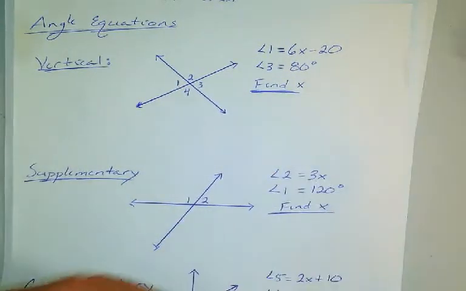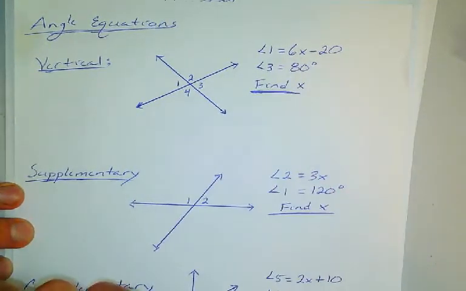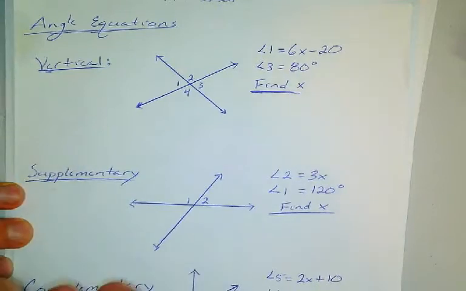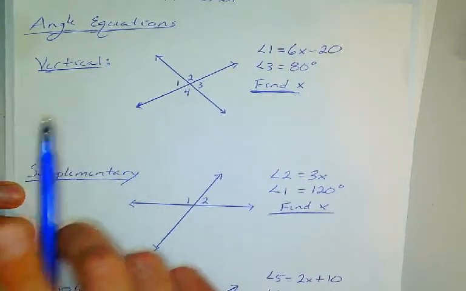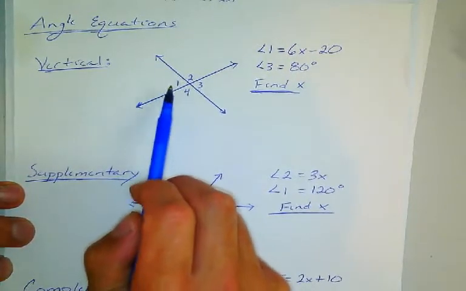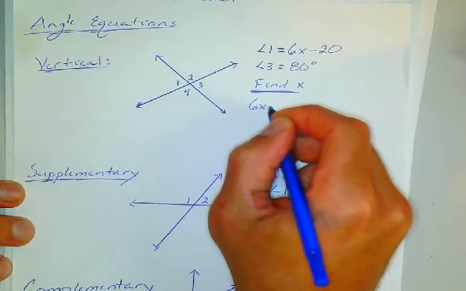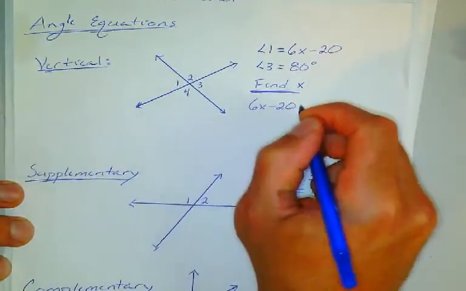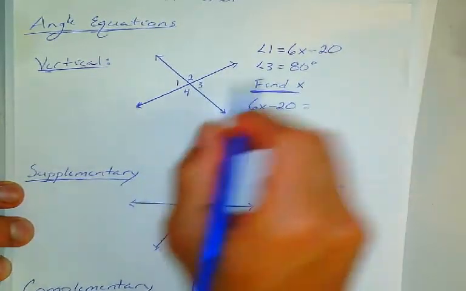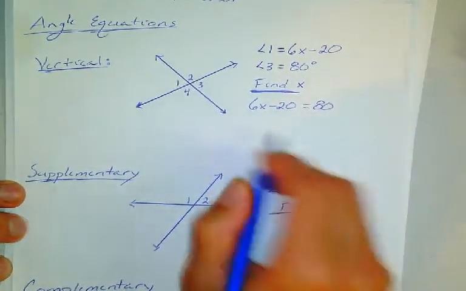Now, the question isn't that easy. It doesn't really want to know what angle 1 is. It wants to know what x is, that missing variable. So we're going to set up an equation. When you have vertical angles, you set them equal to each other. Angle 1 is 6x minus 20, so I'm going to start with 6x minus 20 and set that equal to angle 3, which is 80 degrees. This is a two-step equation.